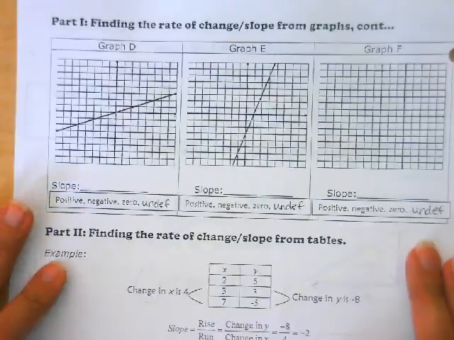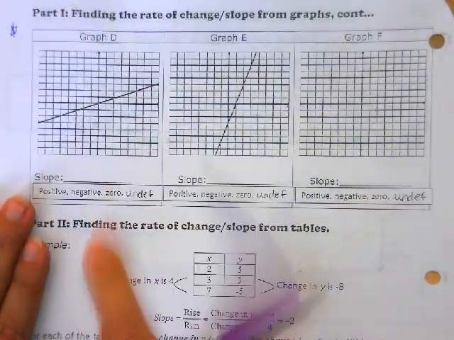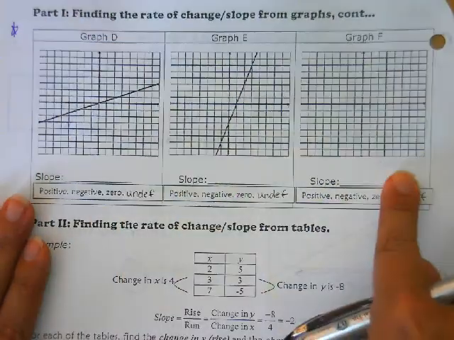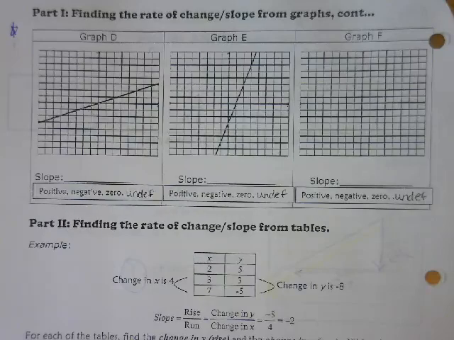I would like you to try graphs D, E, and F. I want you to circle what type of slope, and I want you to physically write the value of the slope.